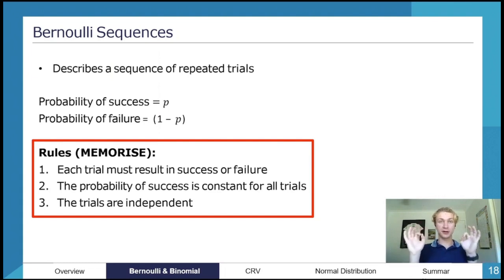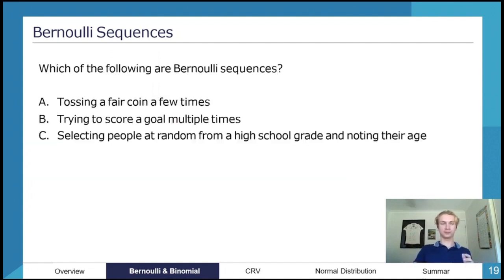For me, this is a key learning objective. You need to memorize these 3 Bernoulli sequence rules. Number 1, we can only have success and failure. Number 2, the probability of success, p, is constant for all trials. Number 3, the trials are independent. Write these ones down. You need to memorize these 3.